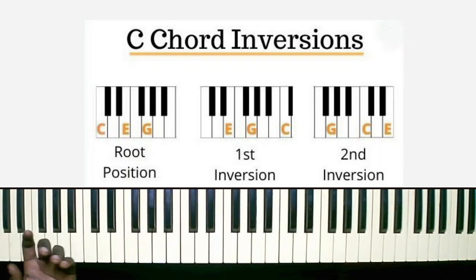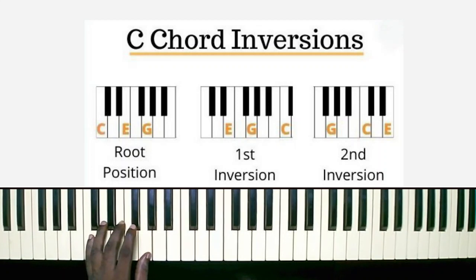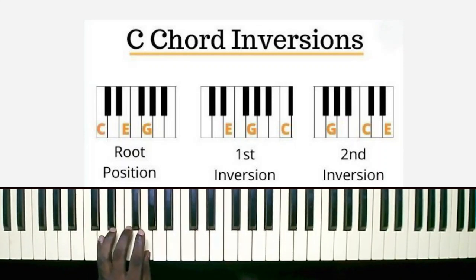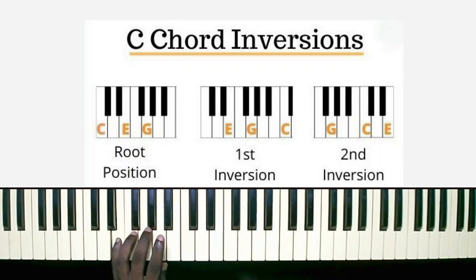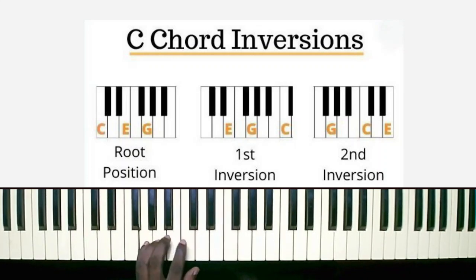Okay, now we can do the same thing with the left hand. Now on the left hand, in the root form, we have 5 on the root, which is C, 3 on E, and then 1 on G. So 5, 3, 1. Then we move to 5, 3, 1 again. That is E, G, C. So 5, 3, 1 in the first inversion. Then to the second inversion, we have 5, 2, 1. G, C, E.